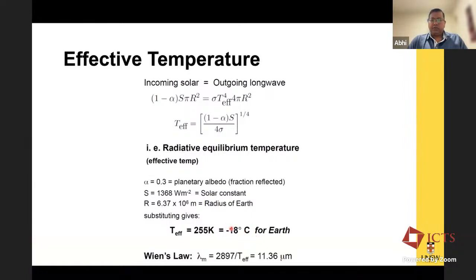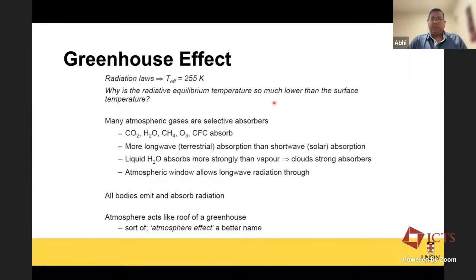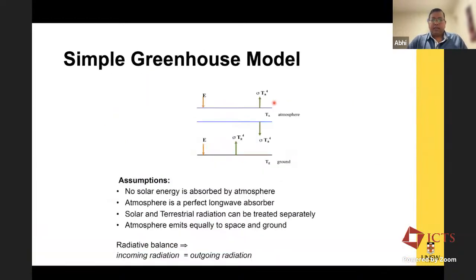So the radiative equilibrium temperature is much lower than the surface temperature, and there are various reasons for that, because in the atmosphere we have many atmospheric gases which are selective absorbers. We have carbon dioxide, water vapor. We have also terrestrial absorption and shortwave absorption. We have the atmospheric window, which allows longwave radiation to pass through, and all bodies emit and absorb radiation. So the atmosphere acts, for example, like the roof of a greenhouse. Sometimes we call it the atmosphere effect.